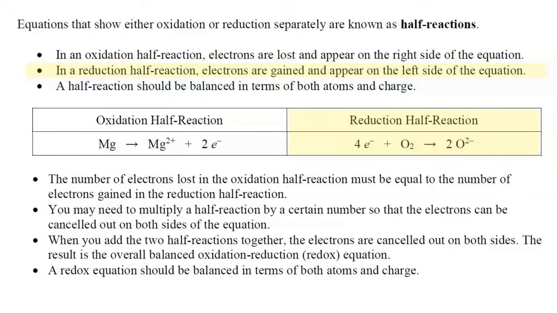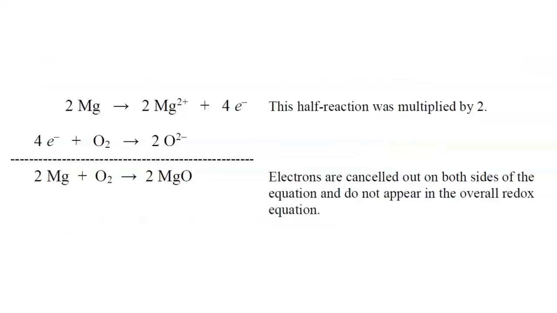A half reaction should be balanced in terms of both atoms and charge. The number of electrons lost in the oxidation half reaction must be equal to the number of electrons gained in the reduction half reaction. So you may need to multiply a half reaction by a certain number so that the electrons can be canceled out on both sides of the equation when you add the 2 half reactions together. So if you do that, the result is the overall balanced redox equation. Again, it should be balanced in terms of both atoms and charge.